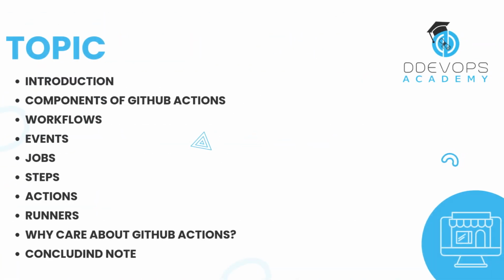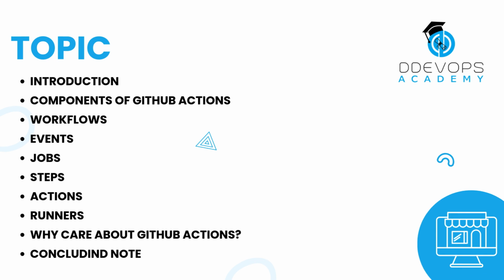Here's what we'll cover in this GitHub Actions session. We'll start with an introduction, then explore each core component: workflows, events, jobs, steps, actions, and runners. We'll also discuss why GitHub Actions matter, and wrap up with a concluding note to tie it all together. Let's dive in.